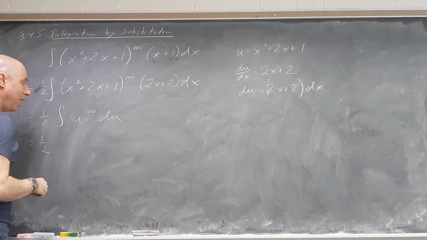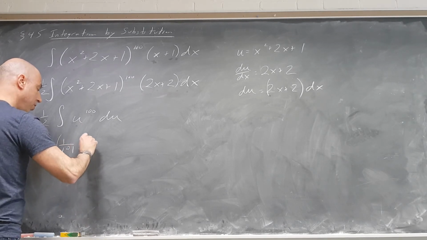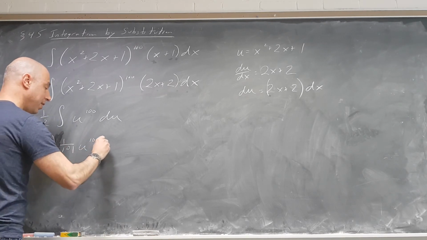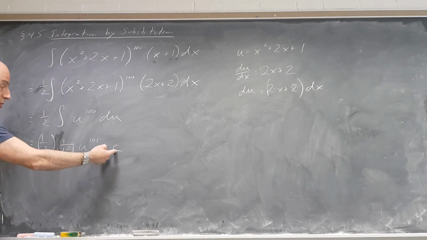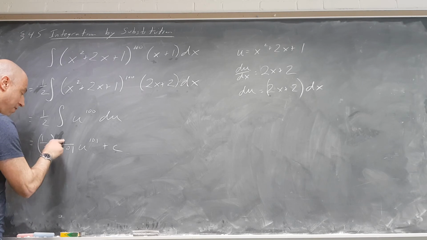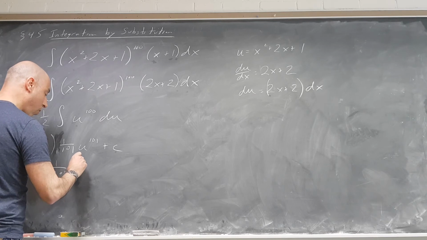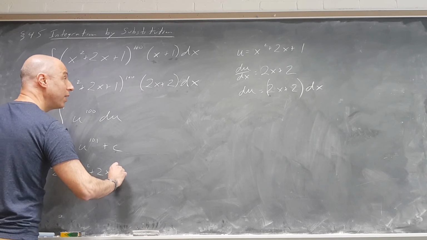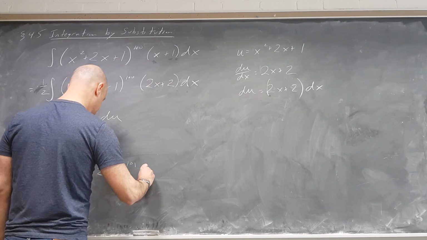So the antiderivative of u to the 100th is going to be 1 over 101 u to the 101, plus a constant. Again, I'm not going to bother multiplying my constant by 1/2 because I didn't know what this was in the first place. I still don't know what it is if I multiply by 1/2. And so 1/2 times 1 over 101 is 1 over 202. u to the 101. So u is actually x squared plus 2x plus 1, to the 101, plus a constant.